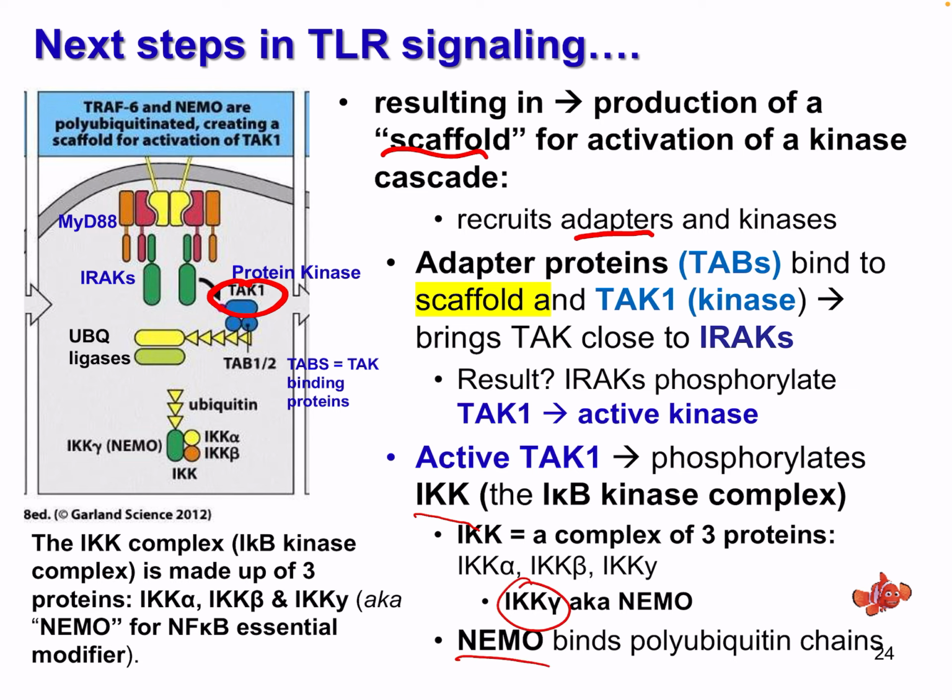And so NEMO binds to polyubiquitin chains. So here we can see we got our NEMO binding to the ubiquitin, and we've got our IKK alpha and IKK beta. The IKK complex, which is also known as the I-kappa B kinase complex, is made up of 3 proteins, alpha, beta, and gamma, or NEMO, which stands for NF-kappa B essential modifier. And just an easy way to remember finding NEMO.